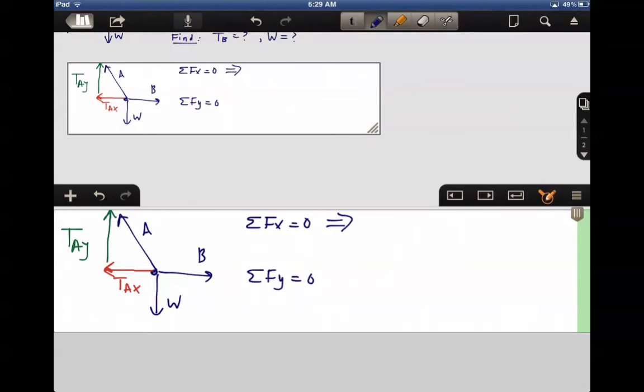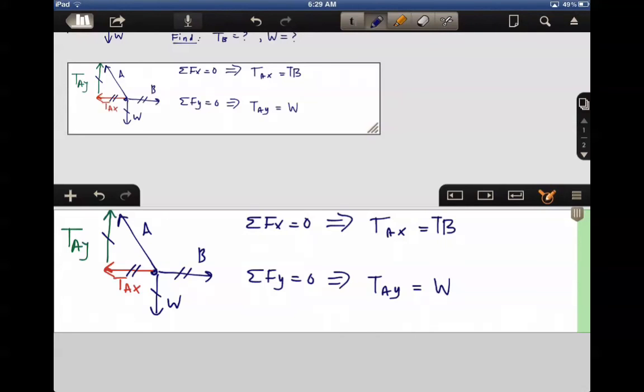So those two statements are what the conditions are for static equilibrium, and they lead us to the following conclusion: that TAX must equal B, or tension in B. In other words, as much as A pulls to the left, B has to pull to the right. So these forces here are equal. Likewise, we know that TAY must equal W, or the upward pull of A has to equal the downward pull of weight.